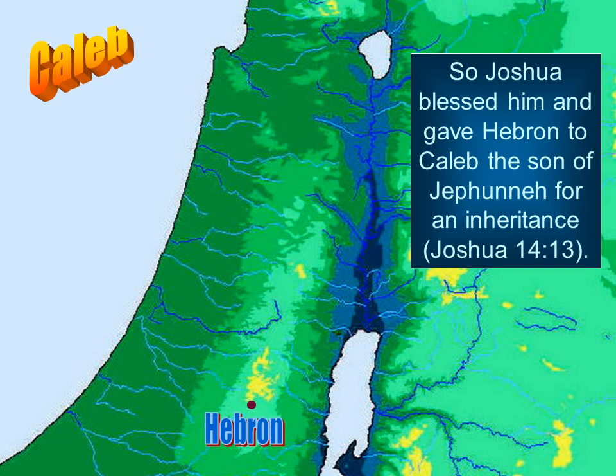Verse 13, so Joshua blessed him and gave Hebron to Caleb, the son of Jephunneh, for an inheritance. And so Hebron becomes, and it will become, a very important city. Back then, it's still an important city, because that's the city where Abraham and Sarah and Jacob, that's the place of their burial.